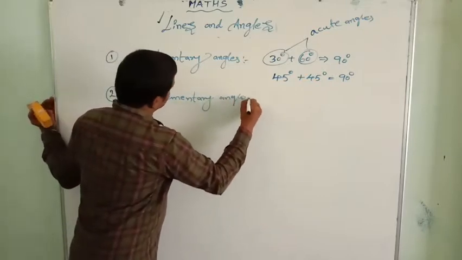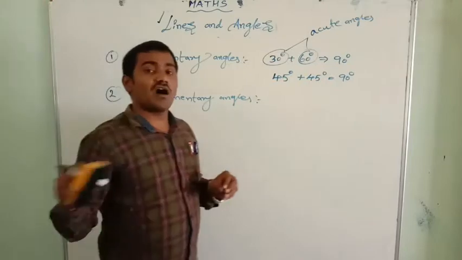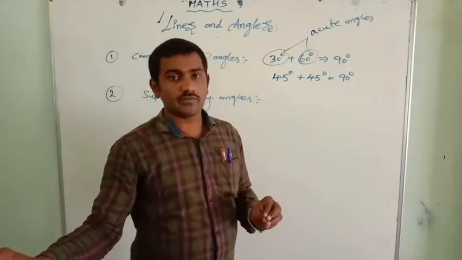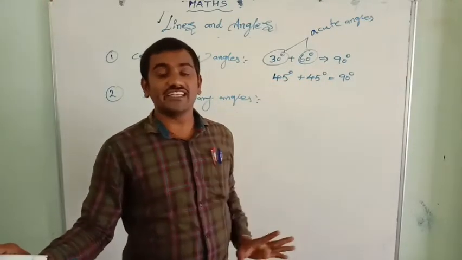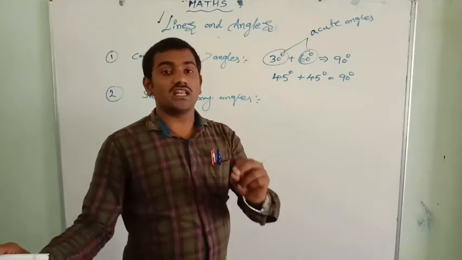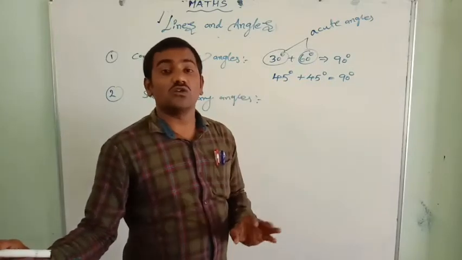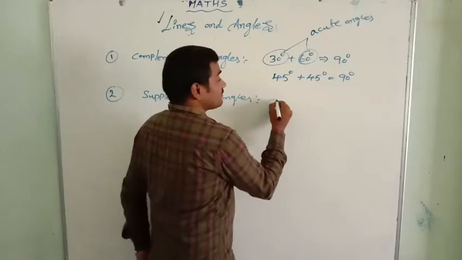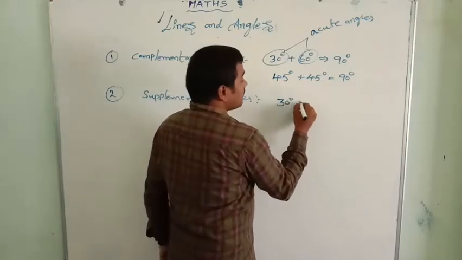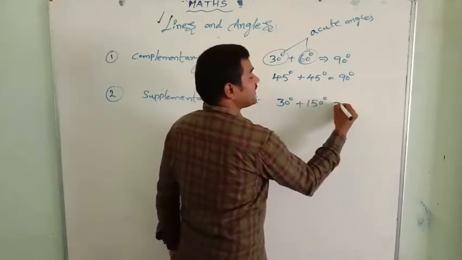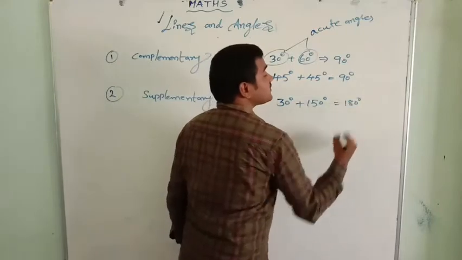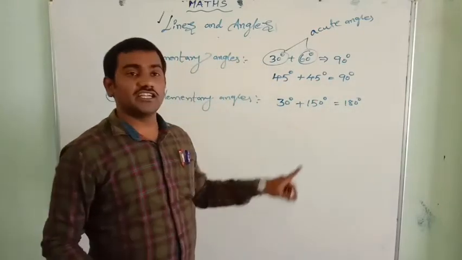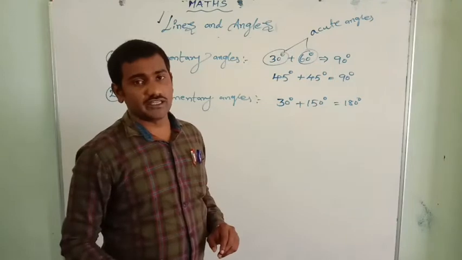Supplementary angles. Here the concept is, if the sum of any two angles gives us 180 degrees, they are known as supplementary angles. Suppose 30 degrees plus, to get 180 degrees we need 150 degrees. They are known as supplementary angles. 30 degrees plus 150 degrees.